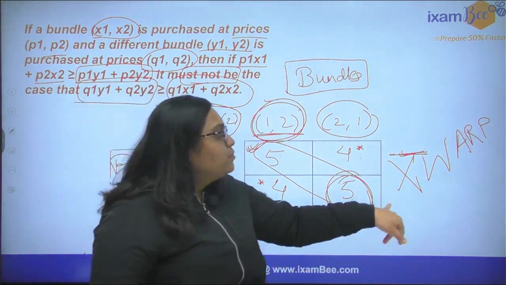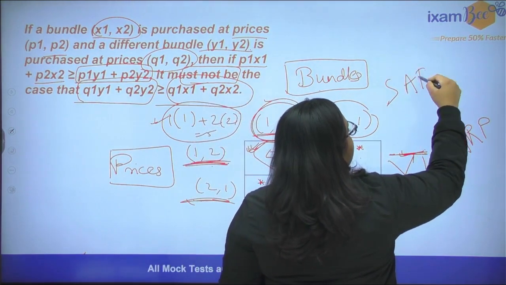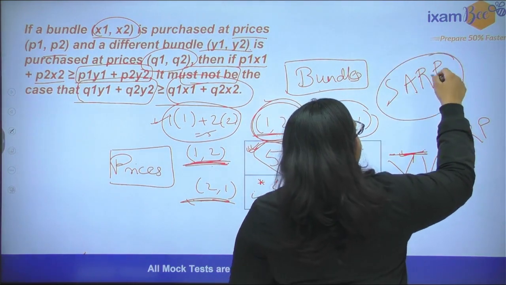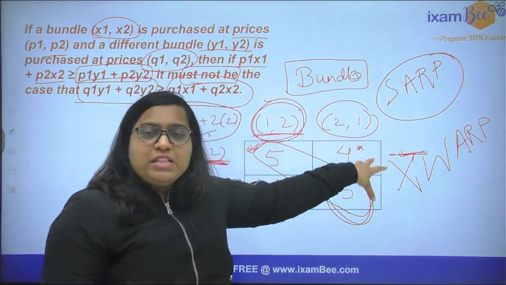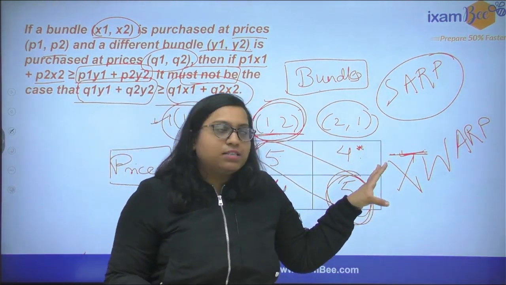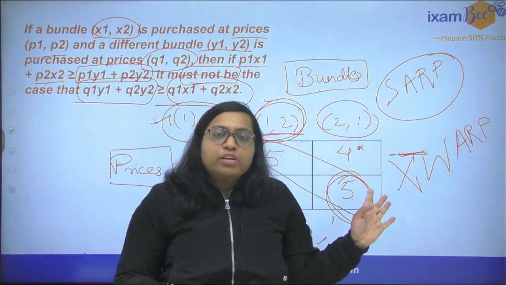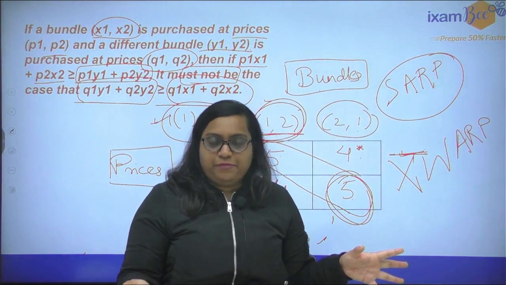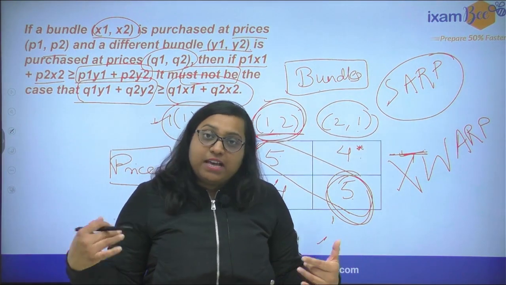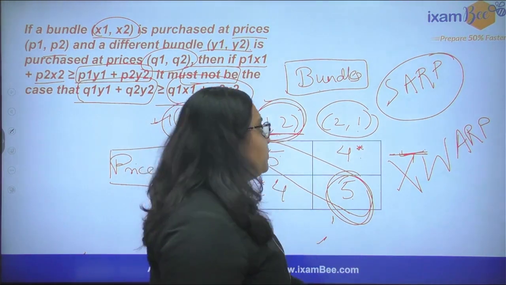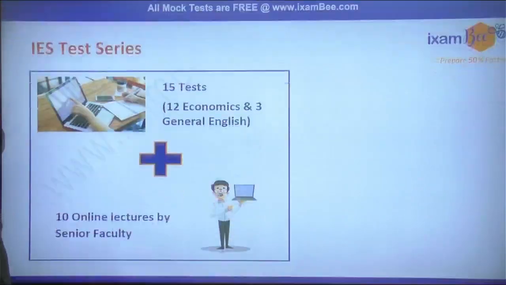Now there is another axiom of revealed preference, which is the strong axiom of revealed preference. So we might discuss this maybe in some next sessions. The only difference between the weak axiom and the strong axiom of revealed preference is that under the weak axiom, we check only the bundles which are directly revealed preferred over another. In the strong axiom, we check directly revealed preferred as well as indirectly revealed preferred. So that's how these two differ. Now, I hope you understood this concept.